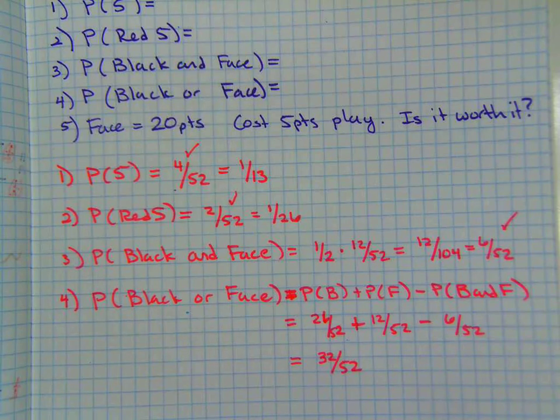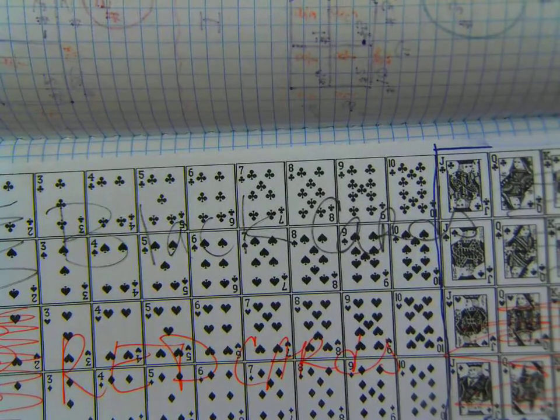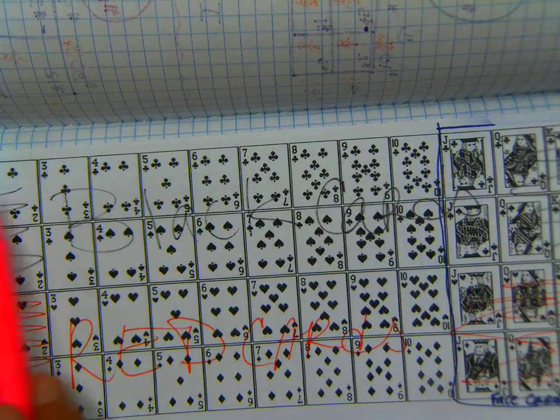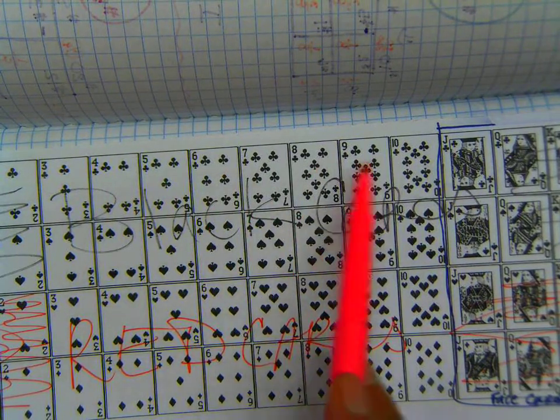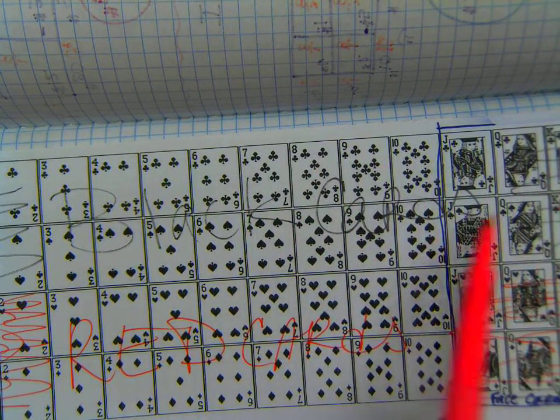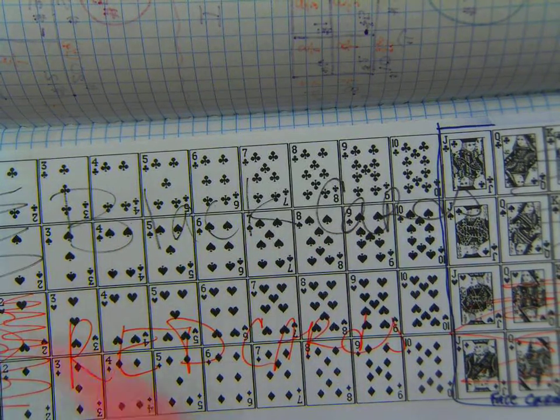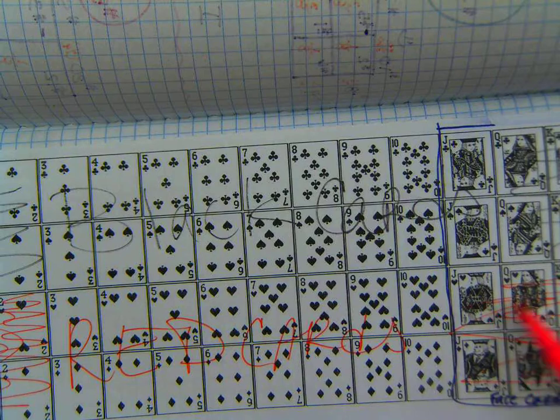I could sit here and count them. Remember the number 32. Right here, these are the black cards, so I could just count them. 1, 2, 3, 4, 5, 6, 7, 8, 9, 10, 11, 12, 13, 14, 15, 16, 17, 18, 19, 20, 21, 22, 23, 24, 25, 26. Plus I've got to count these: 27, 28, 29, 30, 31, 32.